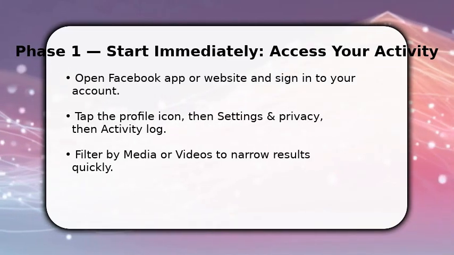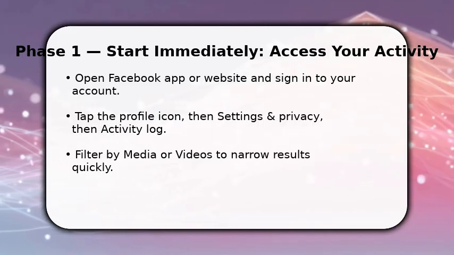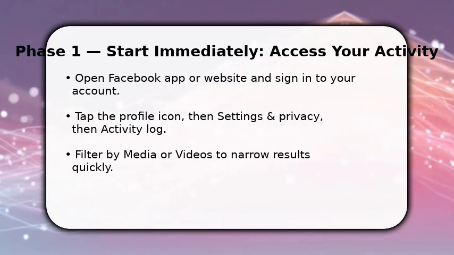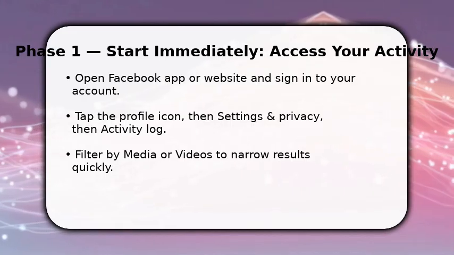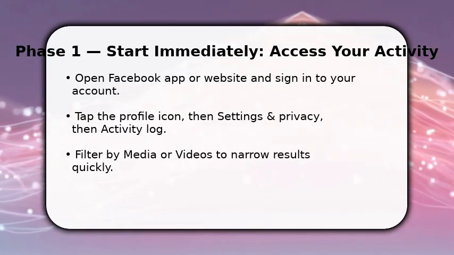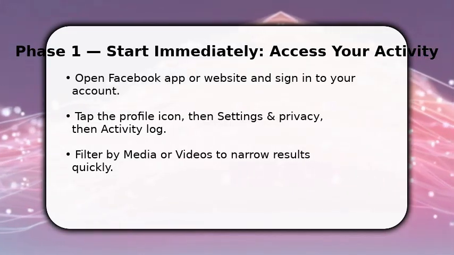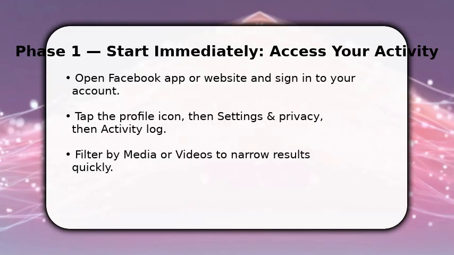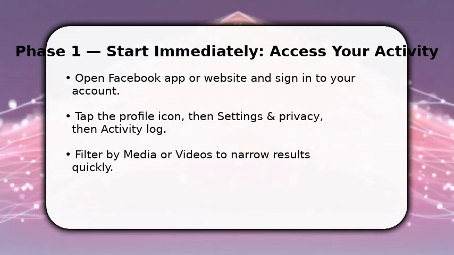Next, use the Filter or Categories menu and pick Media or Videos. This focuses only on video plays, uploads, and interactions. Make sure to select the right time range if needed. By starting here, you avoid scrolling feeds and get direct access to the history you want.